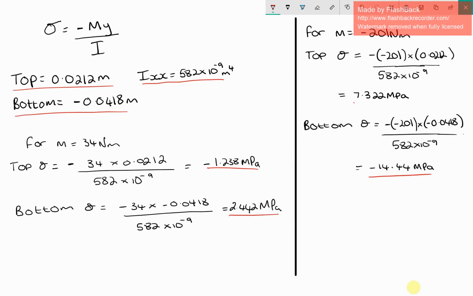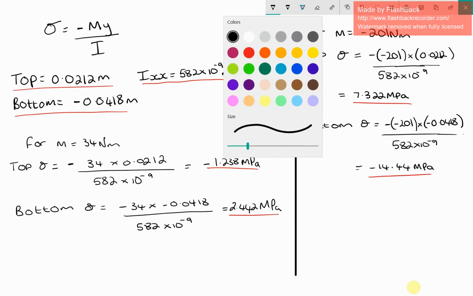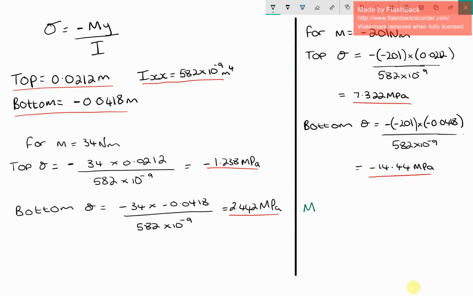So as you can see, the values from the right hand side are much larger than the ones we've obtained on the left. So we're going to use the ones on the right hand side for our maximum tension and maximum compression. So our maximum tension came out to be 7.322 megapascals, and our maximum compression came out to be minus 14.44 megapascals.